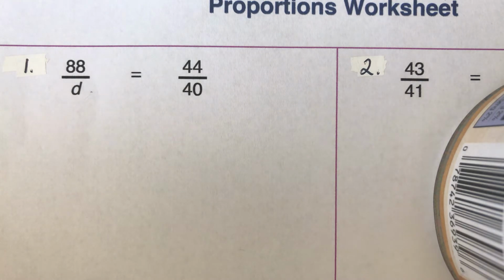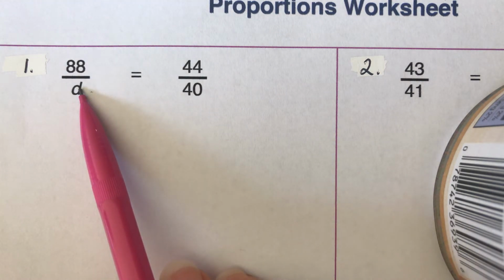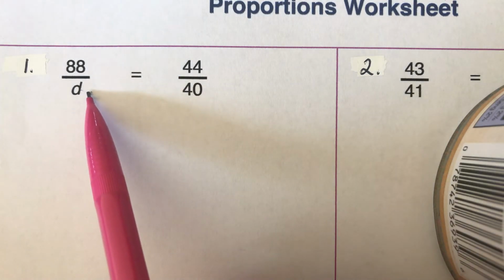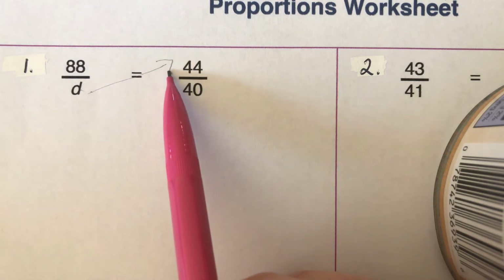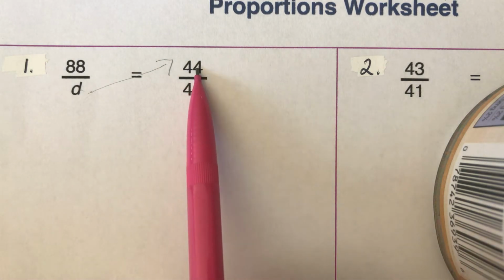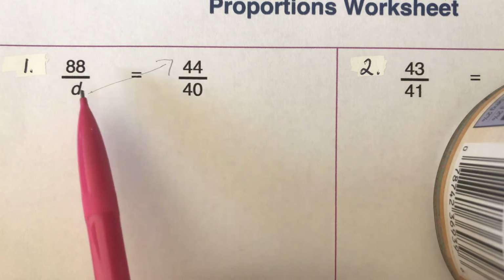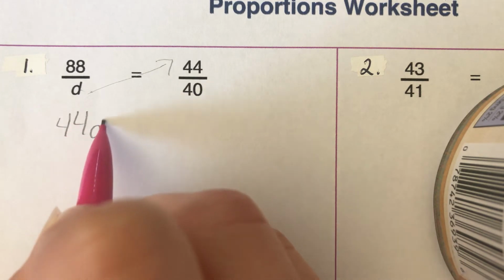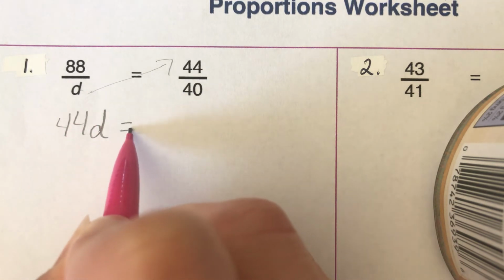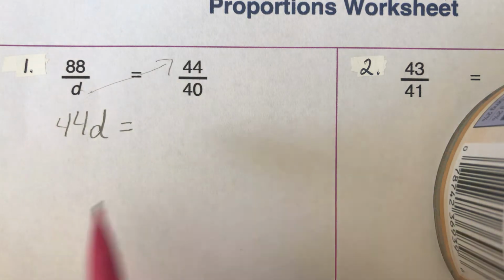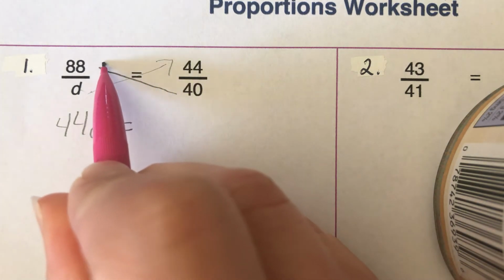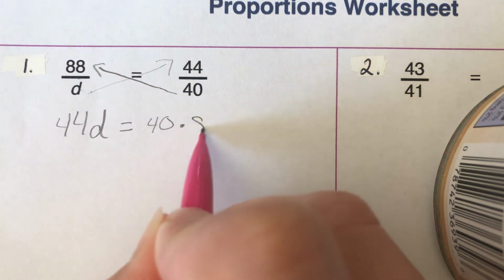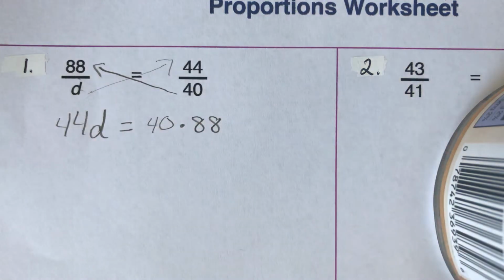So what we do is, if we're unsure of what this number is, we use cross multiplication. What that means is we take D and we multiply it to the numerator of the opposite fraction. So we're going to do D times 44, and that gives us 44D. The equal sign stays in the middle. And now we're going to multiply the other two together. We're going to take 40 and multiply by 88. So 40 times 88.